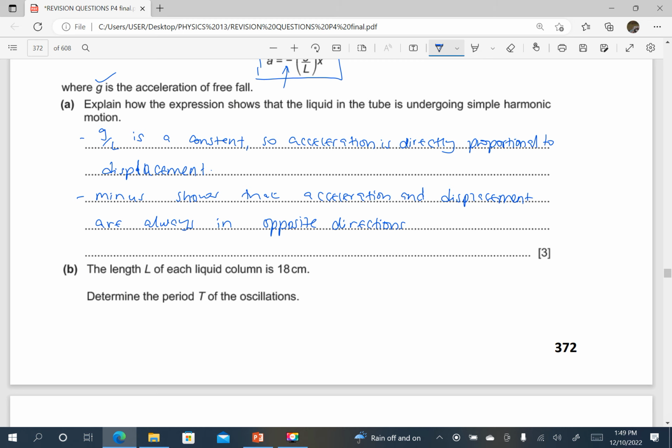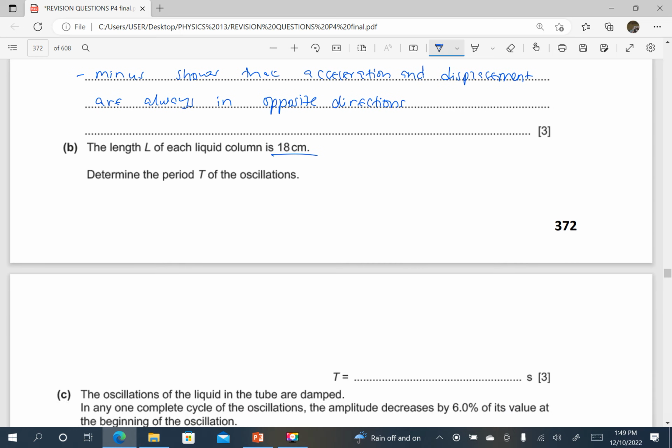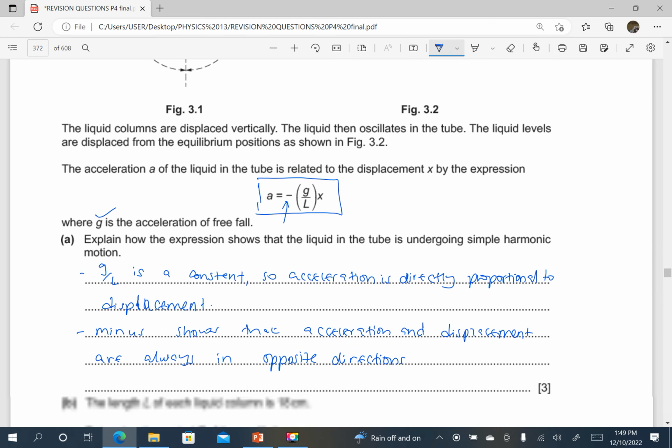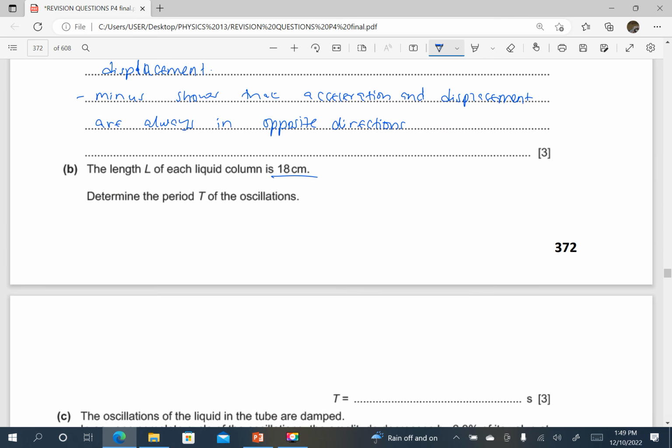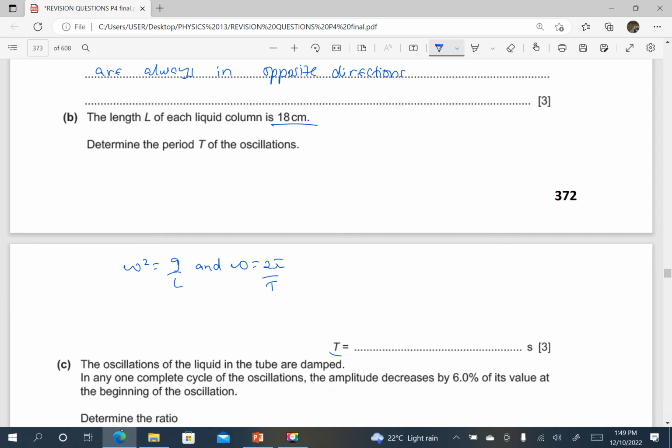The length L of each of the liquid columns is 18 centimeters. Determine the period T of the oscillations. So we have already seen from here that a is equal to that. We can compare with a equals negative omega squared x. You see omega squared is going to be g over L. So we have that omega squared equals g over L. Don't forget that omega is 2 pi f, which is 2 pi divided by period. So since I want the period, I will simply say that (2 pi over period) squared is equal to g. g is 9.81.